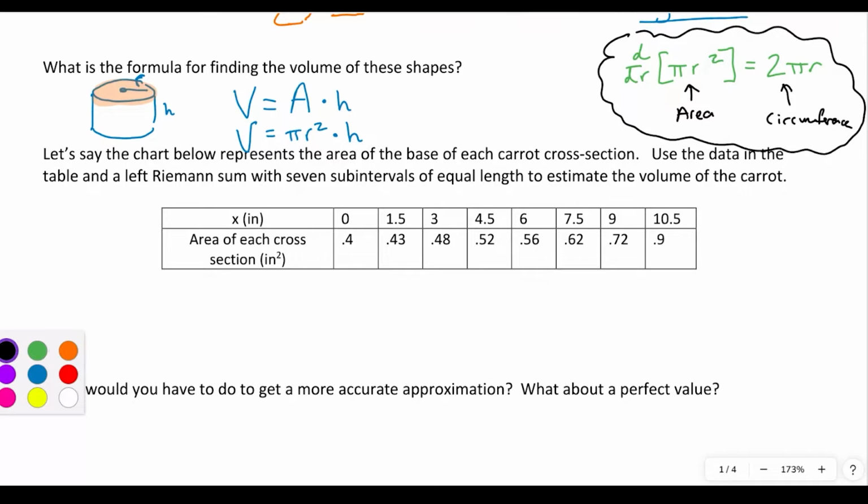So it says, use a left Riemann sum with 7 subintervals of equal length to estimate the volume of the caret. Basically, all we're going to do is calculate the volume of each individual disk or each individual cylinder and add them up. Now, as far as which area to use for each individual one, since it's asking for a left Riemann sum, we'll use the left area. So like for this first interval, we'll use 0.4 as the area. And the height, or the distance between the bases, would be 1.5 centimeters.